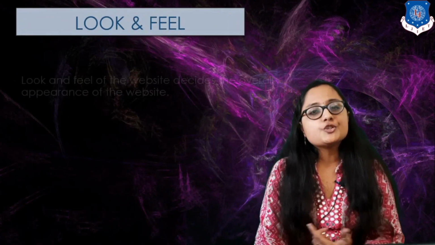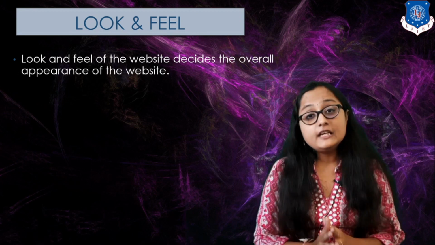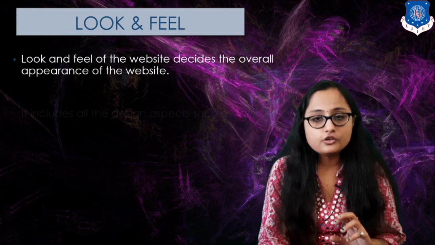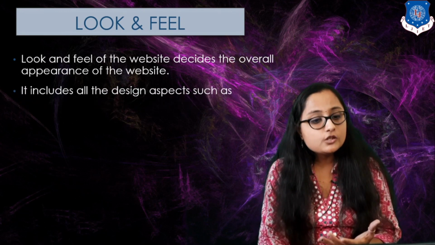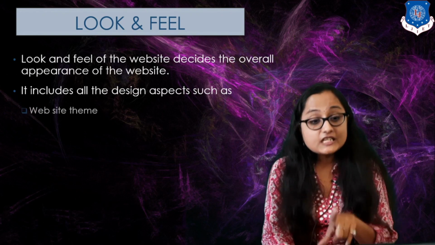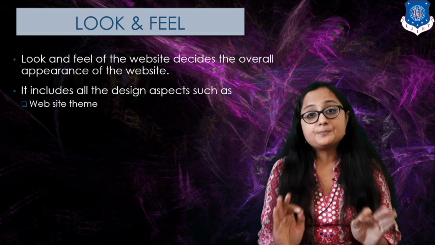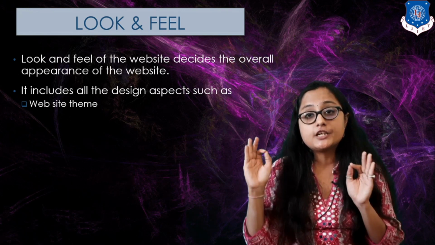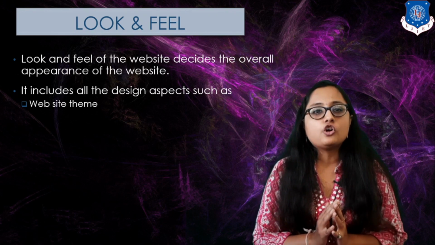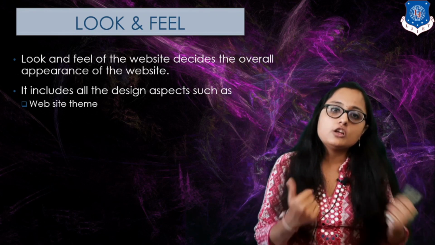The next issue is the look and feel of your website. Look and feel basically means deciding the overall aesthetic of your website, which the user is able to view. It includes all the design aspects such as website theme. So you have to decide the website theme according to the targeted audience. For example, you are designing a website for a college. You have to select a theme according to your college website.